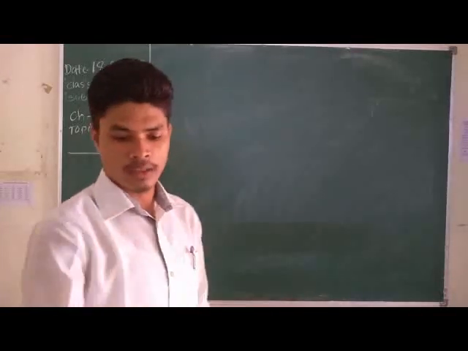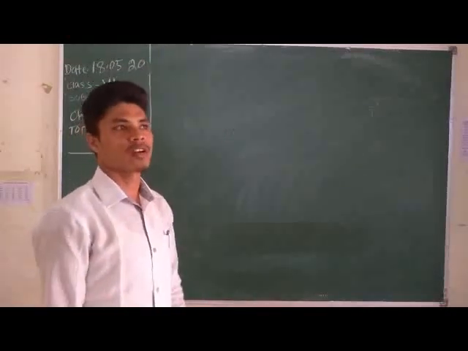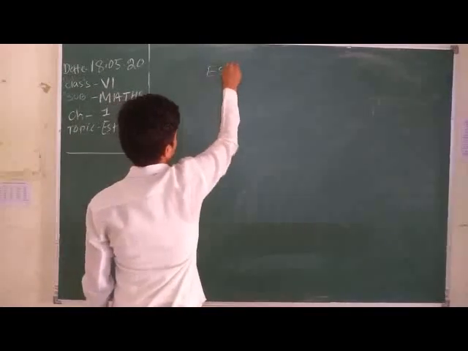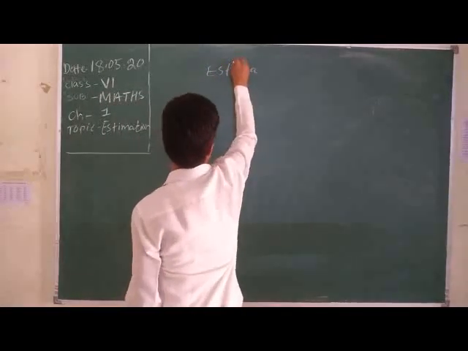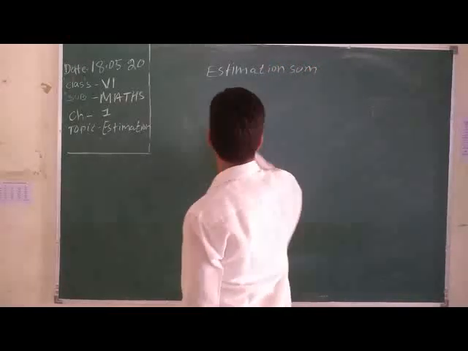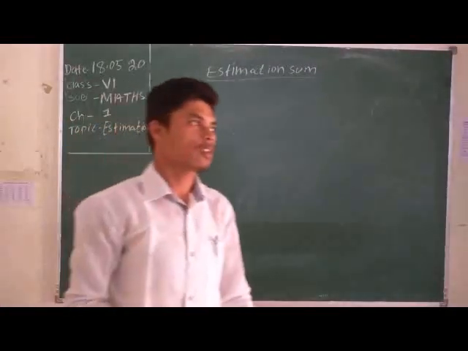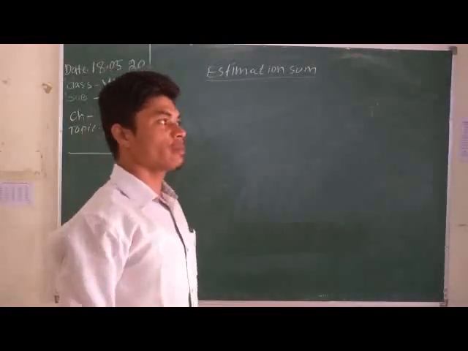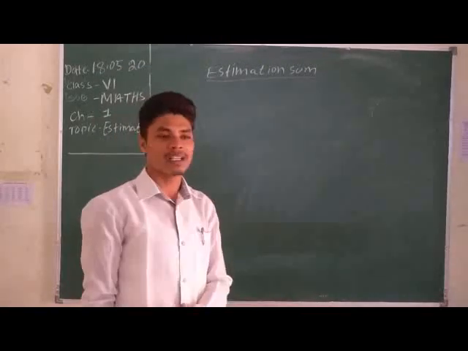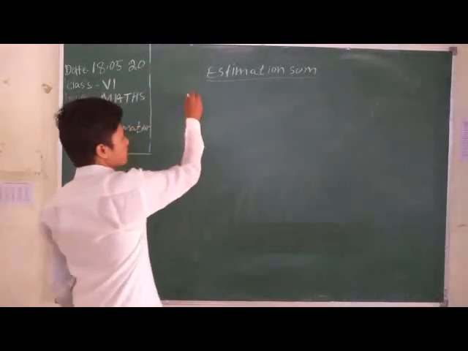See the board. First we discuss the estimated sum. How do you do the estimated sum? Here is the rule for estimating sums. When we want to estimate the sum of given numbers, first you estimate the numbers, then find the answer. See the board for estimating the sum examples.